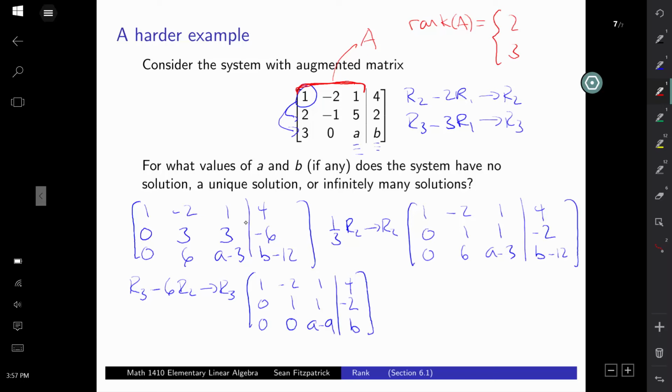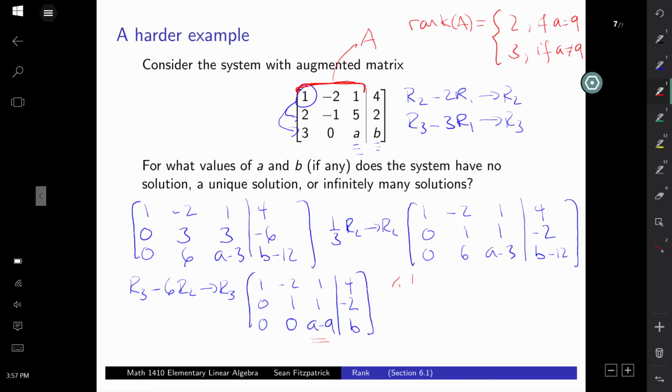How do I get rank 2? Well, if A is equal to 9, I've got a 0 in the third row, third column, and I don't get my leading one. If A has any value other than 9, then A minus 9 is a non-zero value, and I can divide row 3 by A minus 9 and get a leading one there. So if A is not equal to 9, I can create a leading one in this spot, and I'll have rank 3. Okay, and so now we can see that there are three cases.